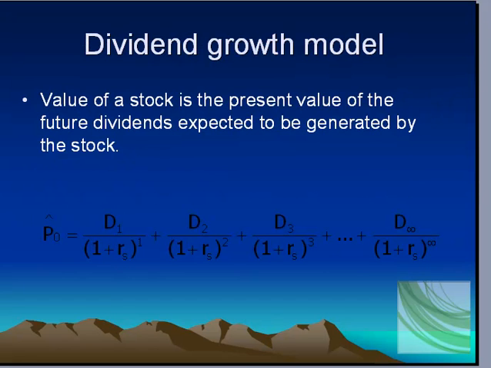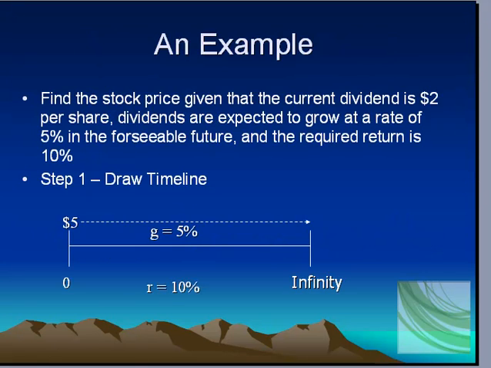The value of a stock is nothing but the present value of all future dividends expected to be generated by the stock. So it's the dividend divided by 1 plus the required rate of return. You're finding the present value of the stream of dividends. That's how you determine the value of a stock.